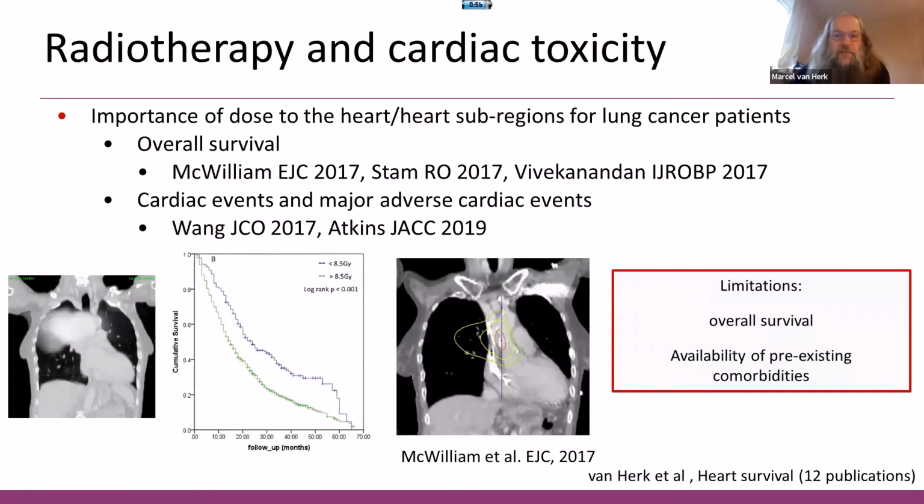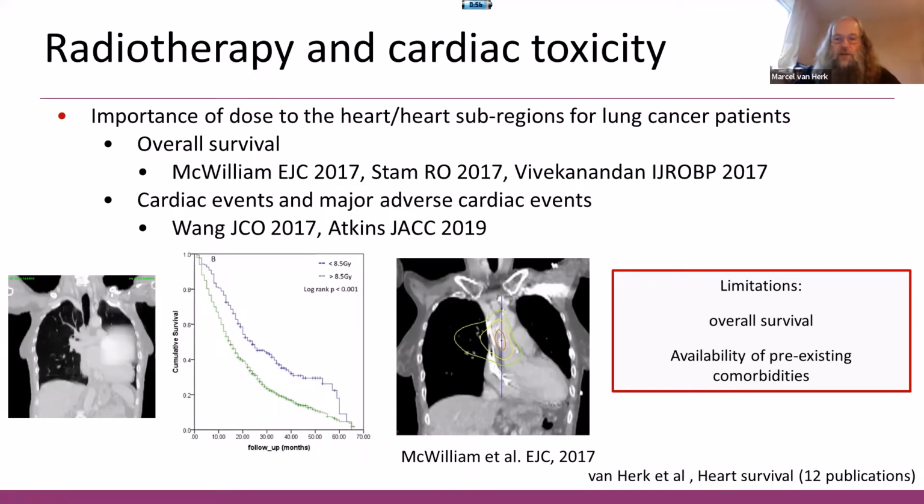Now, a completely different aspect is toxicity. And the whole data mining approach that we used can be used for that as well. Again, we looked at dose distributions of different patients, mapped them all onto a template patient, and determined in which location the dose distribution was most related to survival. And that turned out to be in the apex of the heart, in the top of the heart, the base of the heart, in the top of the heart. And this is a very, very important finding.